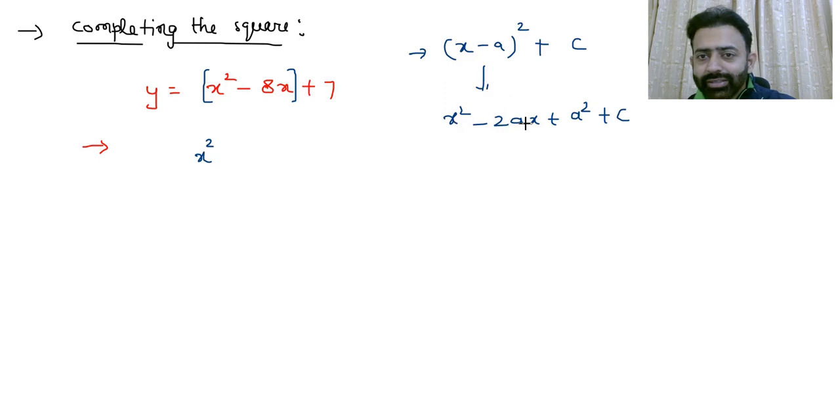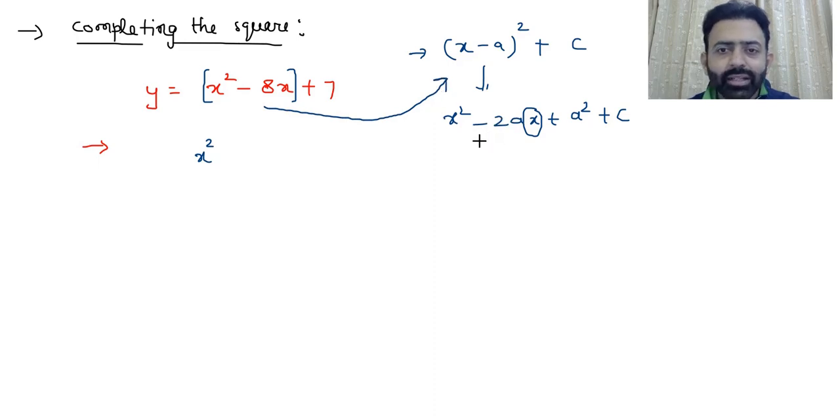So we need to get some x terms here. We have an x term here and we have x square also. So here also we have x square and there is an x term. If we compare this with this, I will get the value of a. Meaning, I can write this x square minus 8x as x minus 8 by 2, and 8 by 2 is 4, so x minus 4 whole square.